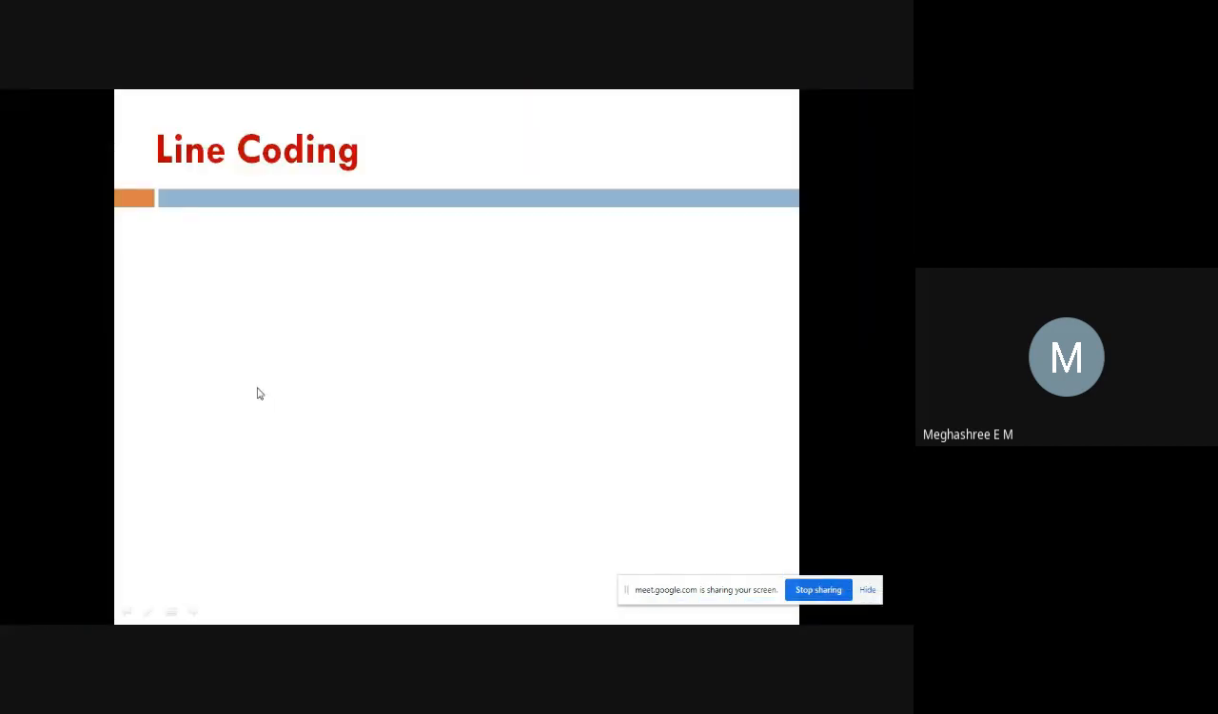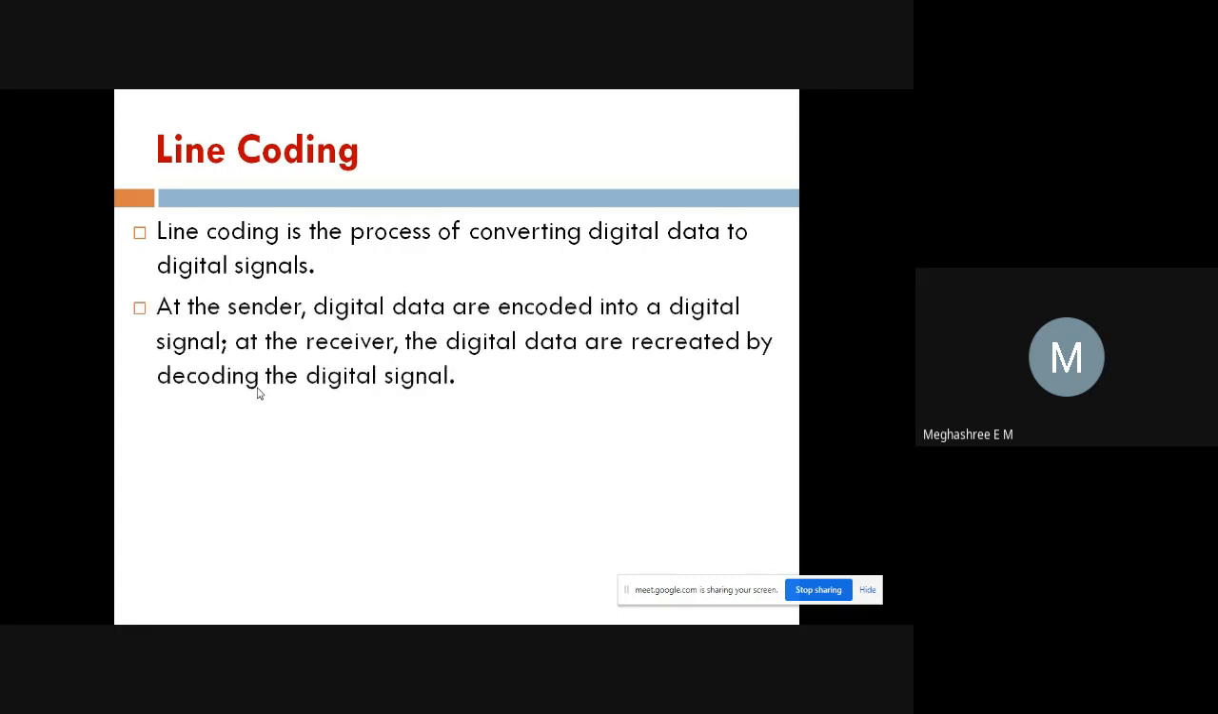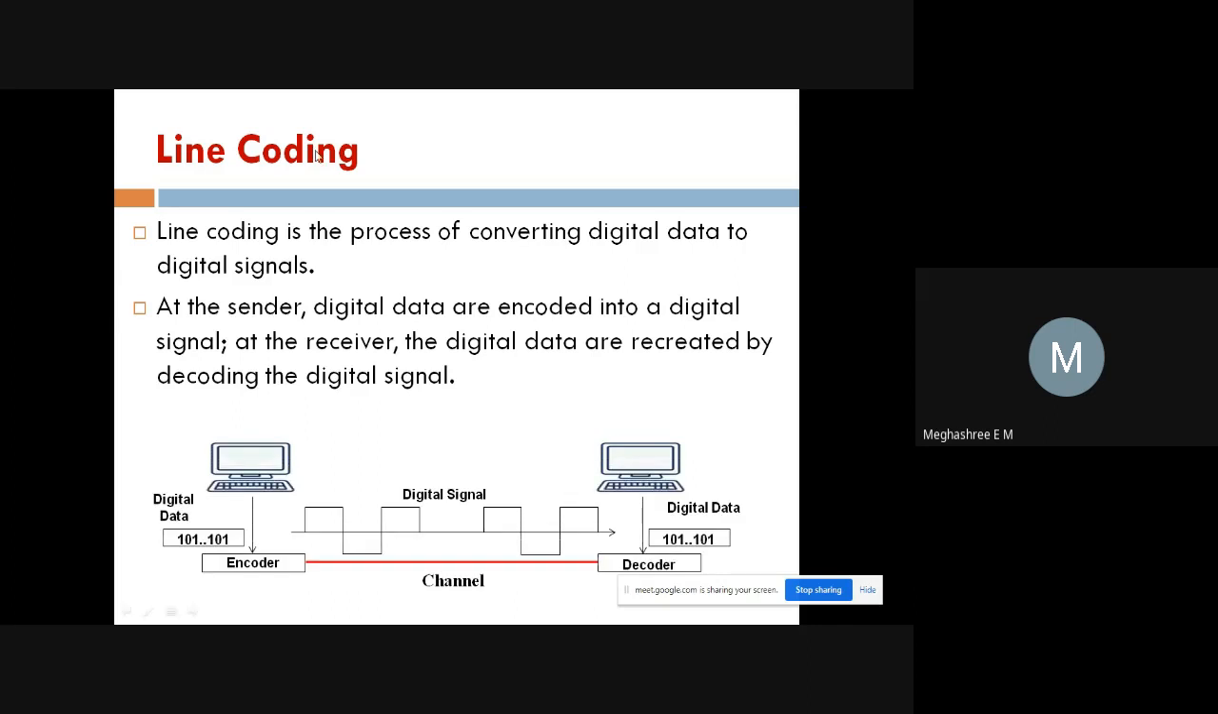The first method that we are going to discuss today is line coding. As I said, line coding is one of the techniques followed to convert digital data to digital signal. Now let us see this diagram, then you will understand.